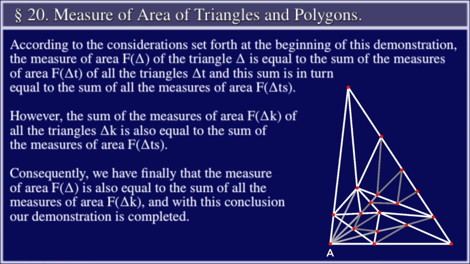However, the sum of the measures of area f of delta sub k of all of the triangles delta sub k is also equal to the sum of the measures of area f of delta sub ts. Consequently, we have finally that the measure of area f of delta is also equal to the sum of the measures of area f of delta sub k. And with this conclusion, our demonstration is completed.